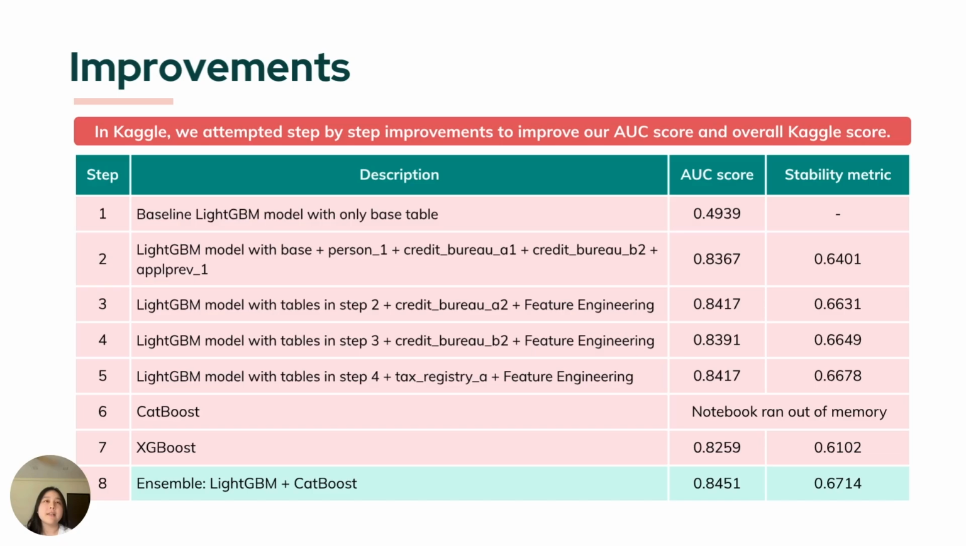Next, we implemented a step-by-step improvement strategy. Starting from our baseline AUC of 0.49, we progressively added more tables such as person and credit bureau data, which significantly improved our performance to above 0.83. Further improvements were achieved through our feature engineering as discussed, as well as adding additional datasets, which brought our AUC to around 0.84. Finally, by combining LightGBM and CatBoost in an ensemble, we achieved our best AUC score of approximately 0.845.